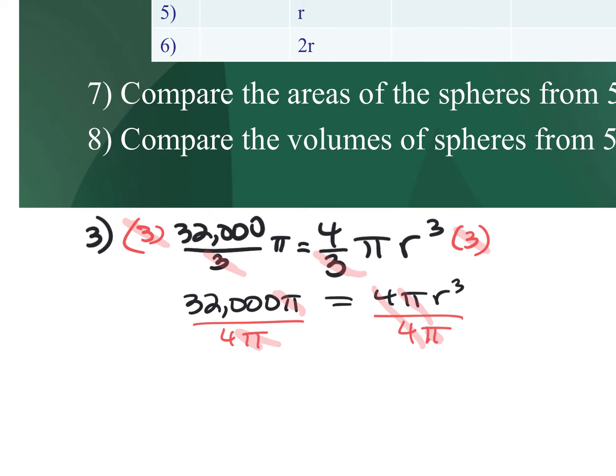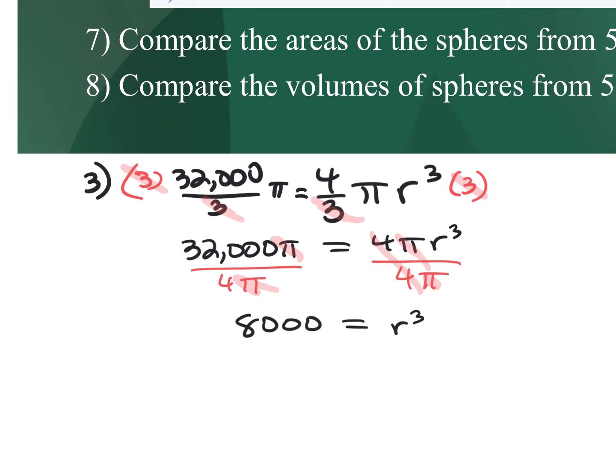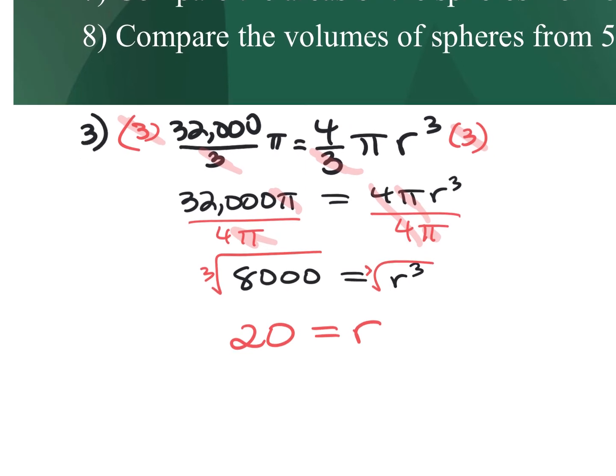So then 32,000 divided by 4 gives me 8,000. And that's equal to r cubed. And now I have to cube root the 8,000, which gives me 20. So my radius is 20. My diameter, I'm going to double it, and my diameter is 40.